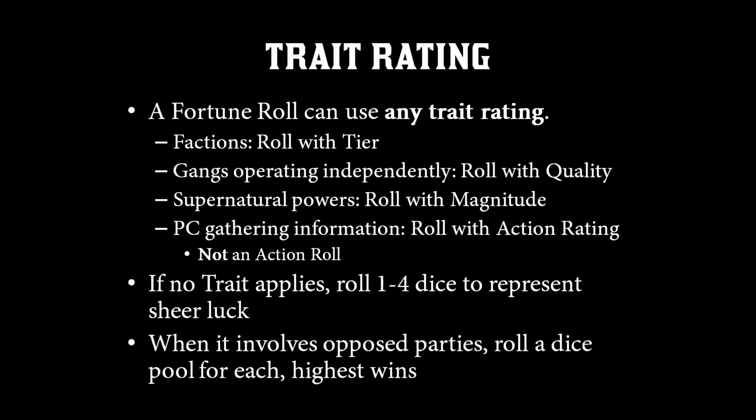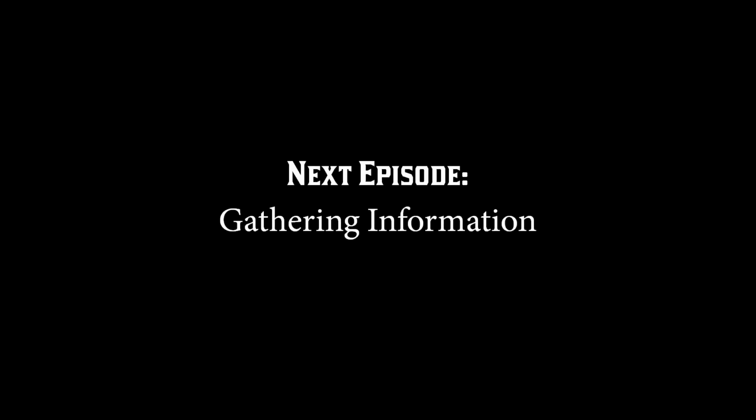When it involves opposed parties, roll a dice pool for each, and the highest one wins. So in a faction versus faction situation, they both get their XD6, where X is their tier, and each one of them rolls. Whoever gets the highest result is the winner. That's how you can do that. All right, so that's it for the fortune roll. In the next episode, we are going to talk about gathering information, and I will see you then.